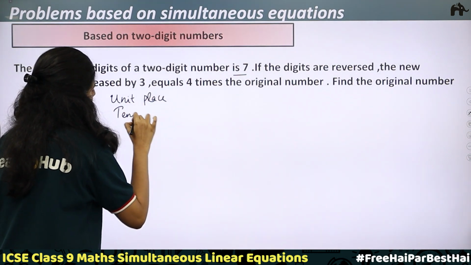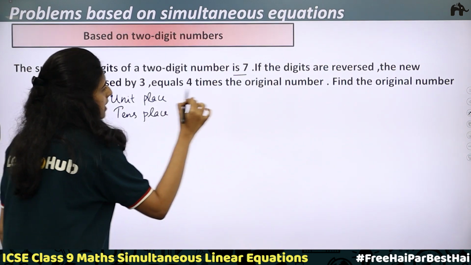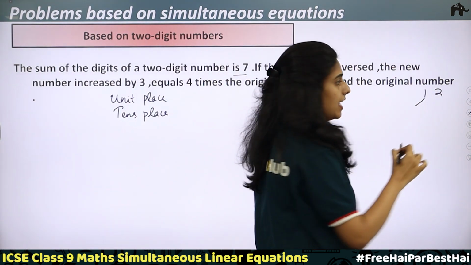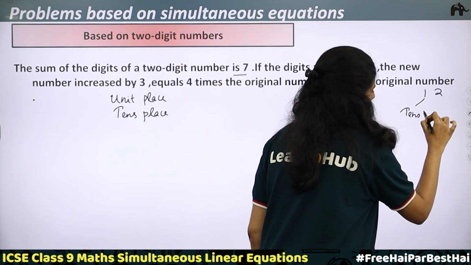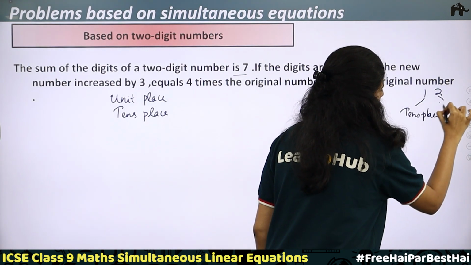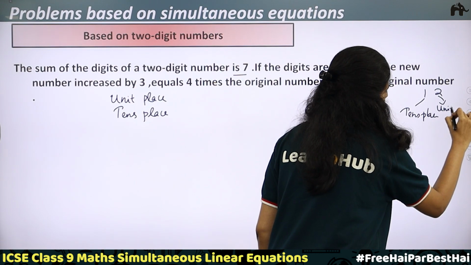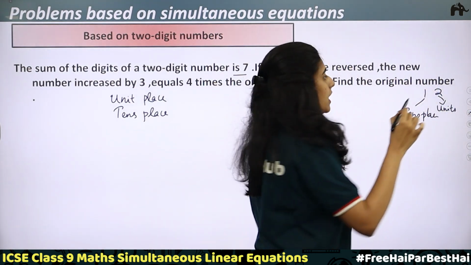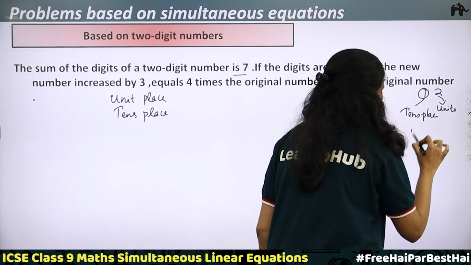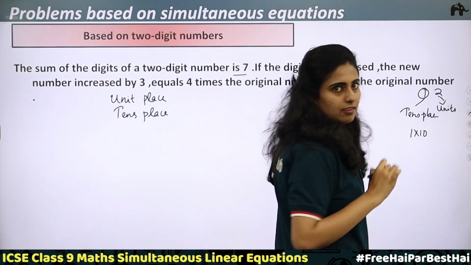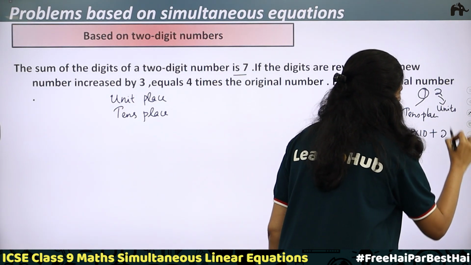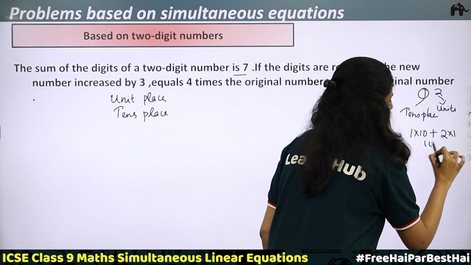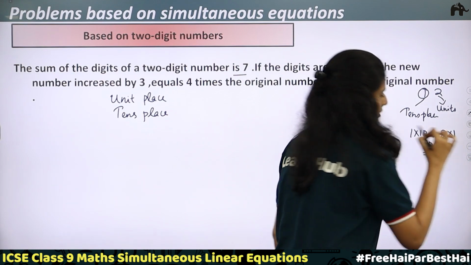and tens place. Okay. For example, in the number 12, 1 is in the tens place and 2 is in the units place. Okay, so how do you get 12? The tens place number you have to multiply with 10 and the units place number you have to multiply with 1. Okay, so 10 plus 2 gives you 12.